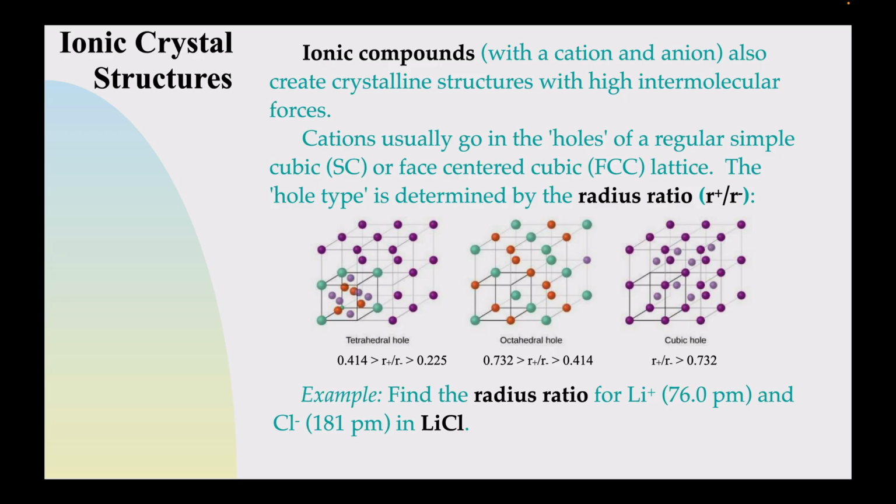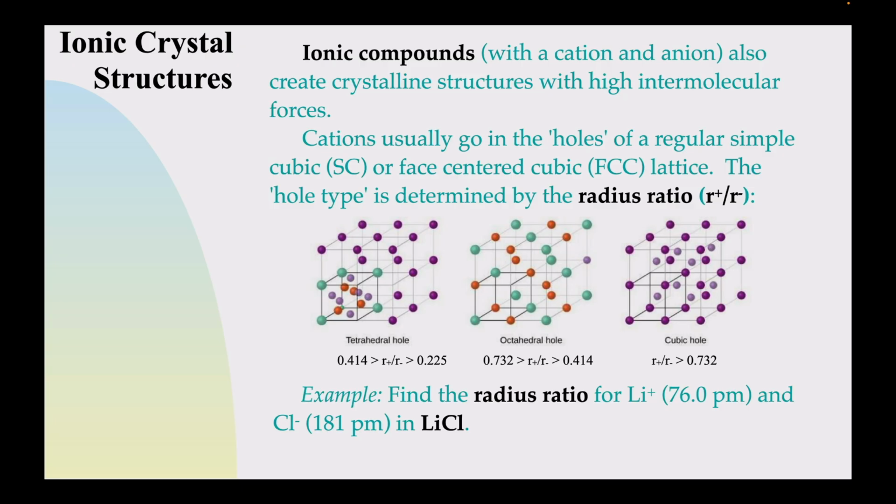If you think about the sizes of the ions, the cation and the anion, you can represent those as R plus over R minus. R plus would be the size of the cation, the metal ion. R minus would be the size of the anion, the negative ion. If you look up the values of the cation and the anion, you can create what's called a radius ratio. You can see down there under the tetrahedral, octahedral, and cubic hole thing, there's an R plus over R minus range of values. Depending on the radius ratio, the ions will fit in one of those three places.